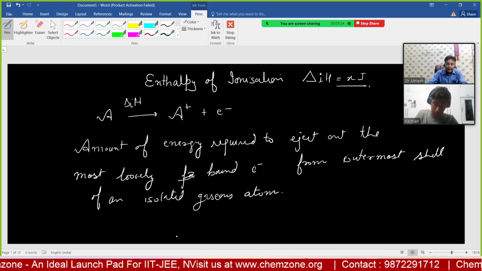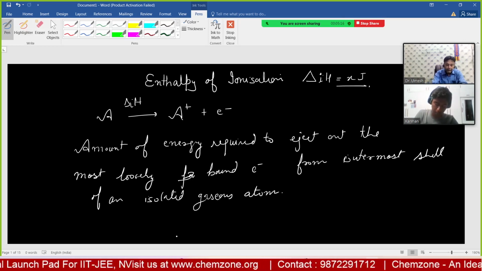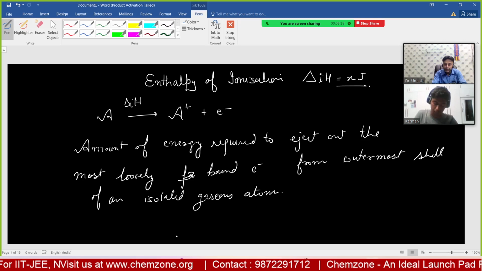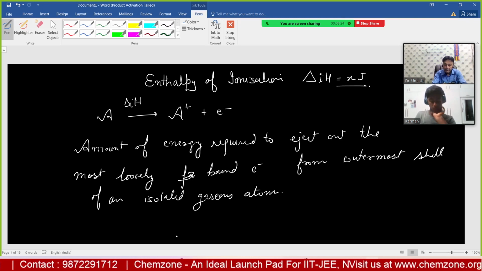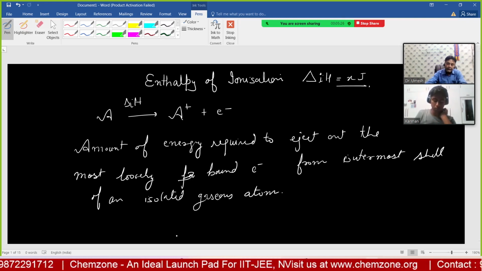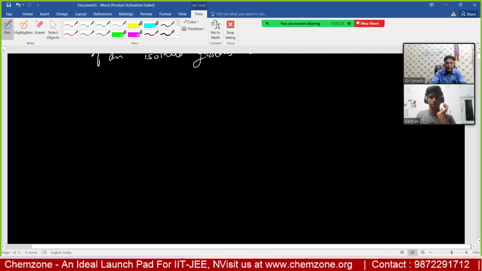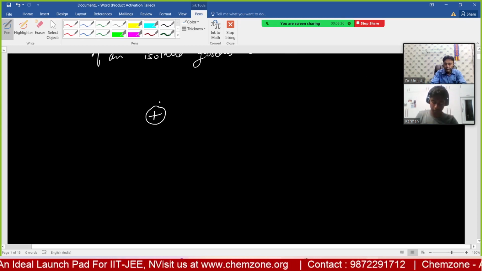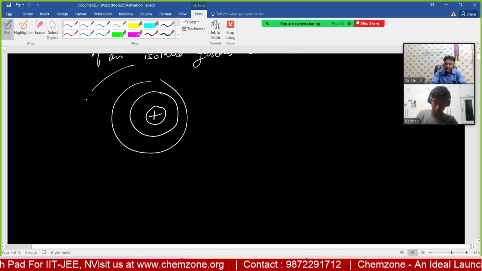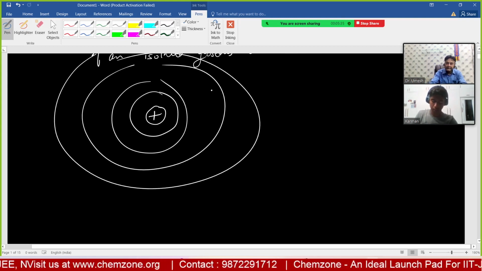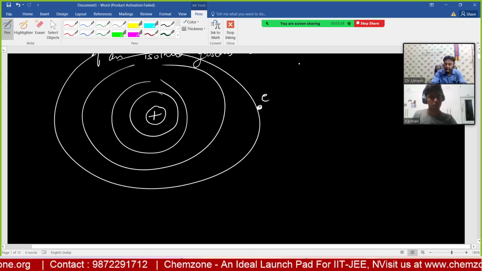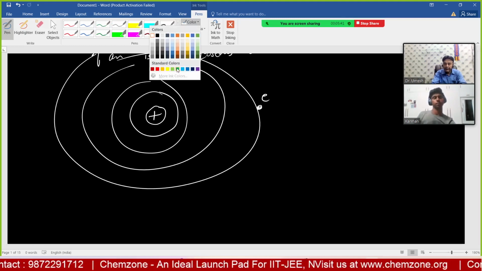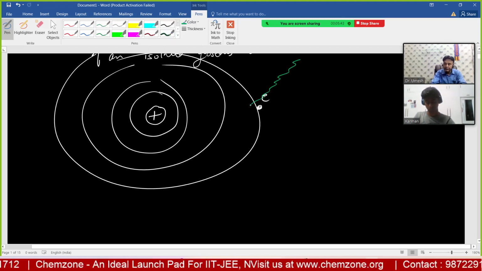So here I have an isolated gaseous atom, and from that isolated gaseous atom we are removing one electron. So how much energy is required? That is called the enthalpy of ionization. It means here we have a nucleus and outside we have a number of shells, and this is the outermost electron that is to be ejected out, right? And for that we are providing some energy, and this energy is going to eject out the electron.